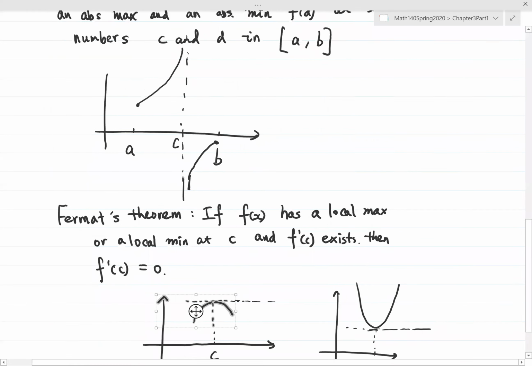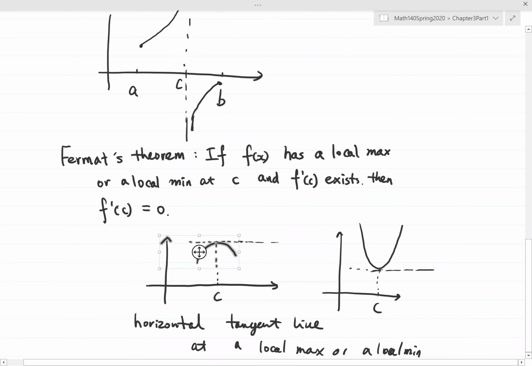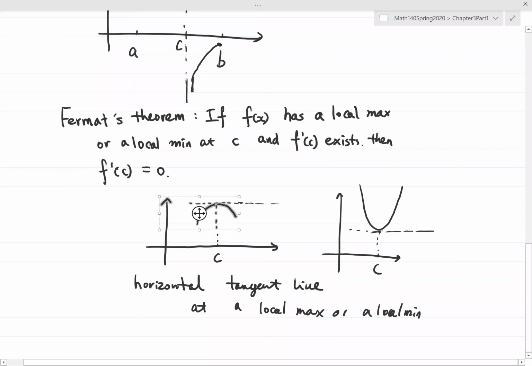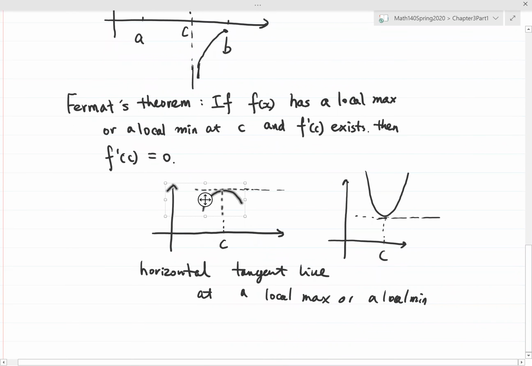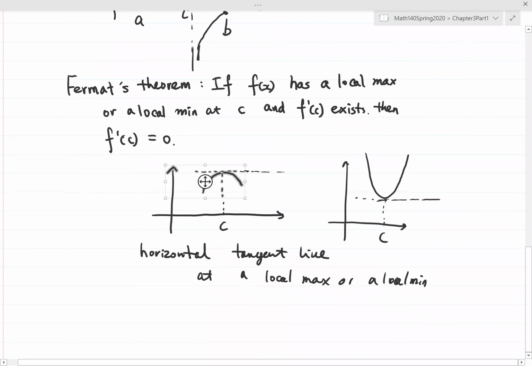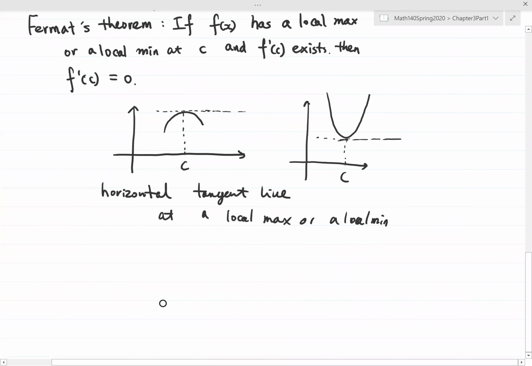And then we have the Fermat theorem, which says if a function has a local max or local min at c, and the derivative exists at c, then the derivative necessarily vanishes at the local max or local min. So this is what we did last time.